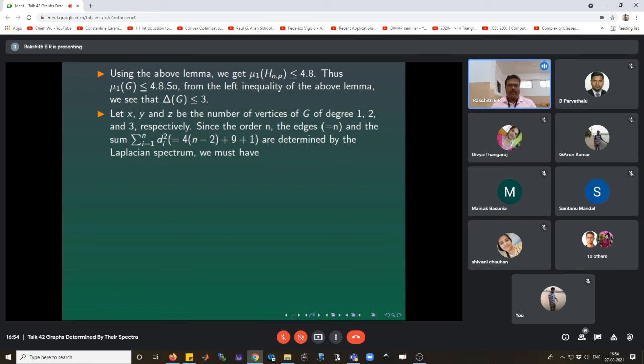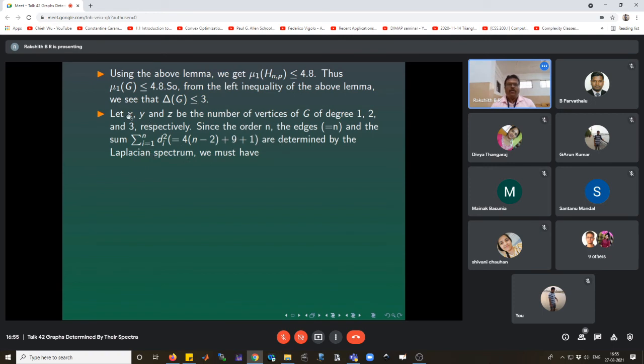Now you know that from the Laplacian spectrum, you can find the order of the graph, the number of edges, and also the sum of squares of the degrees. These three parameters are determined by the Laplacian spectrum. In the lollipop graph, the order is n, the number of edges is n because it is a unique cyclic graph, and you can also compute the sum of squares of the degrees. It is 4 times n minus 2, plus n plus 1, plus 9. So these quantities are also determined by the Laplacian spectrum.